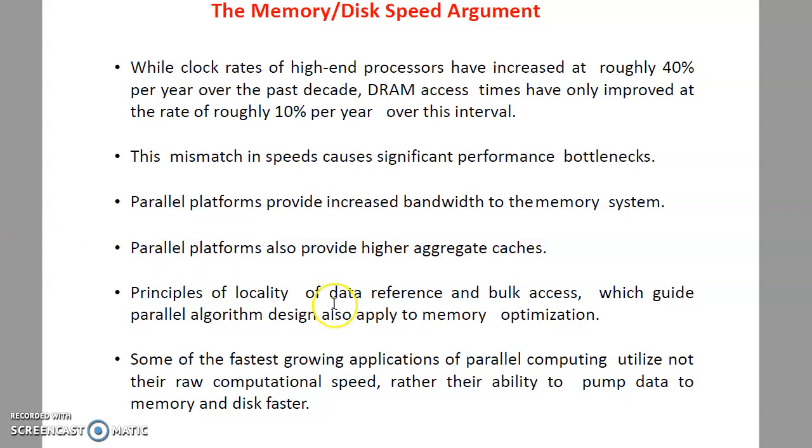Parallel platforms also provide higher aggregate caches. So every processor would have its own cache in a parallel computing platform. So the total number of caches as compared to a serial computer was more in case of a parallel computing platform. That would obviously be faster as compared to a serial computer. Principles of locality of data reference and bulk access, which guide parallel algorithm design, also apply to memory optimization. So principles of locality of data reference and bulk access also led to memory optimization.